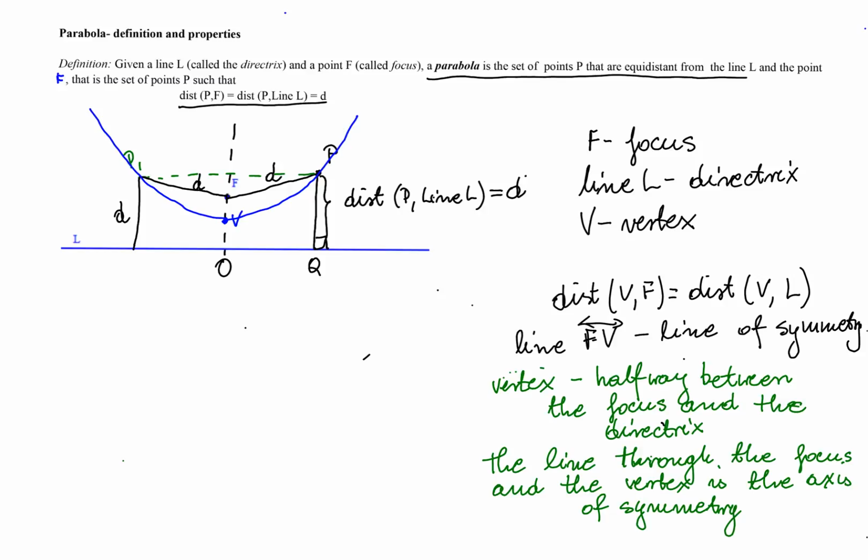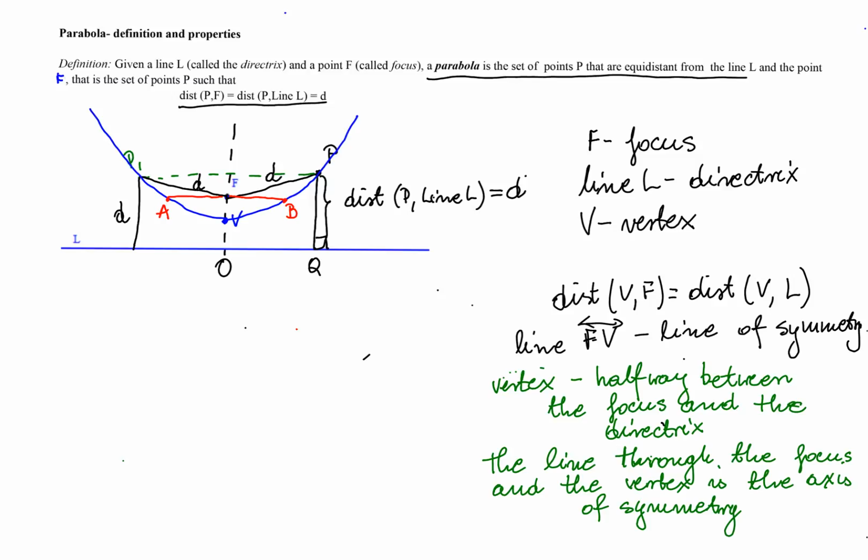We'll discuss one more property of parabolas that will be very helpful when graphing them. Let's draw a line that is perpendicular to the line FV, to the axis of symmetry, going through the focus. This line is going to cross the parabola, and let's call those points on the parabola A and B. What can we say about the points A and B? Now let's look at the distances.